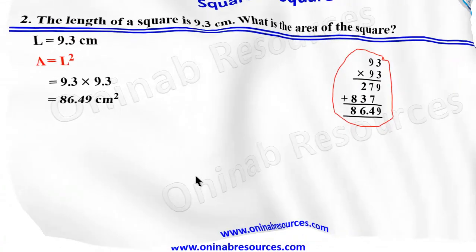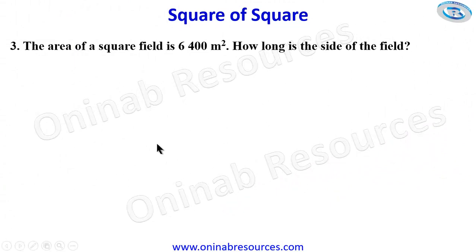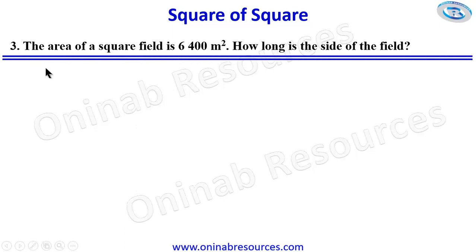We then go to problem 3. For problem 3, the area of a square field is 6,400 meters squared. How long is the side of the field? In this problem, we are given the area to be 6,400 square meters, and the length is not given. We are calculating the length, and we know that the length is square root of the area.